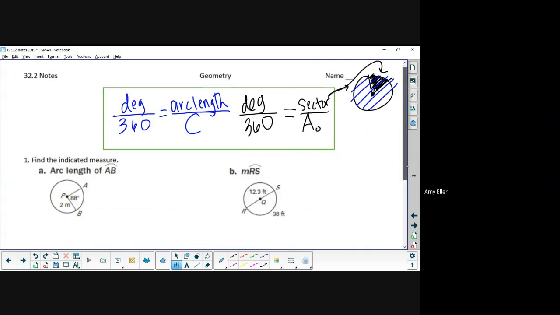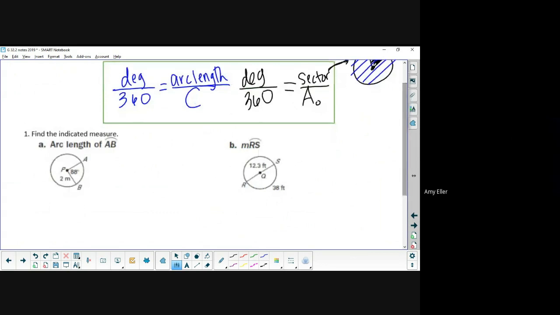Okay, let's look at this first question. It says, number one, find the indicated measure, and they want you to find the arc length of AB. This is the arc length of AB. Not 88 degrees, but how many meters is it? That's what we want to know. Well, I know I'm going to use this formula because it has arc length. So if you would just recopy the formula.